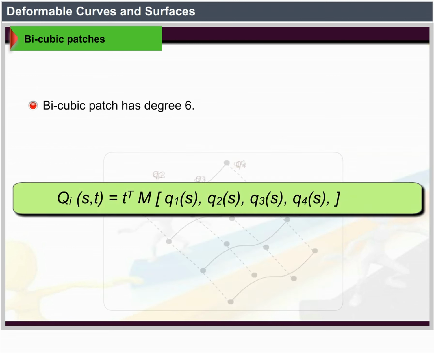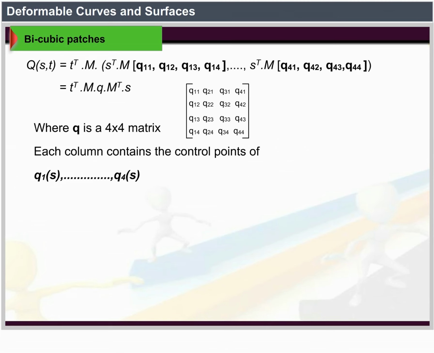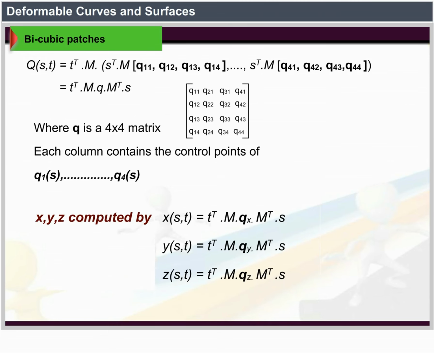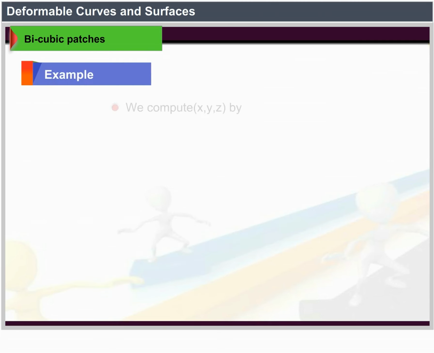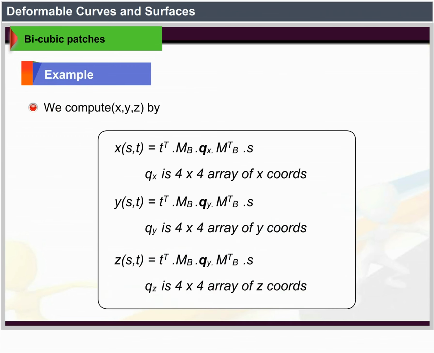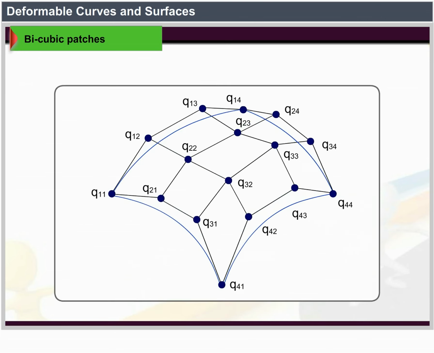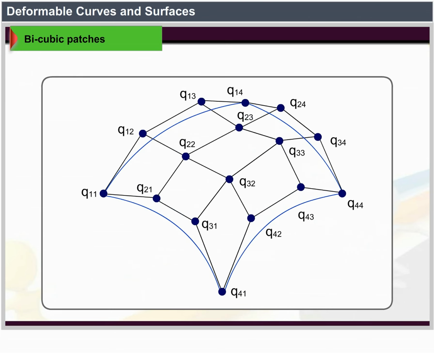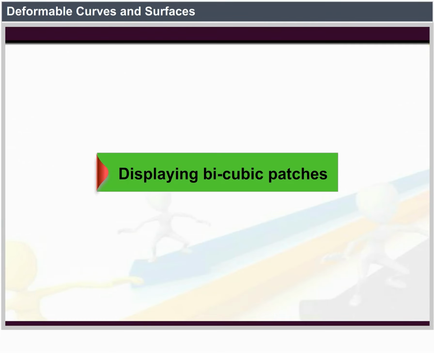q of s, t equals t to the power T M [q1 of s, q2 of s, q3 of s, q4 of s]. The matrix of the bicubic patch is now seen on the screen. Example: we compute x, y, z by the steps shown on the screen. Displaying bicubic patches.